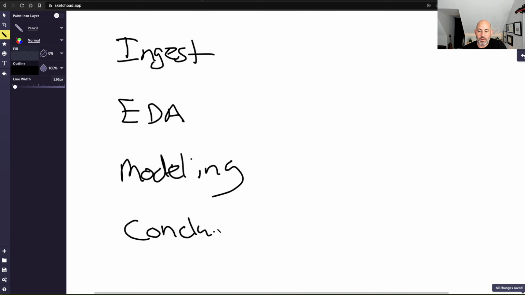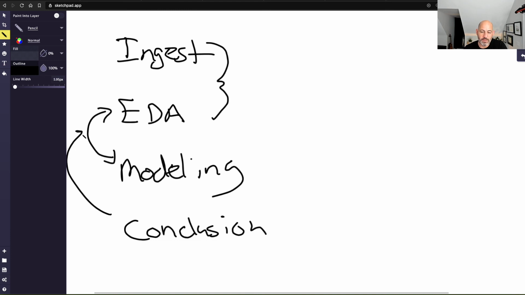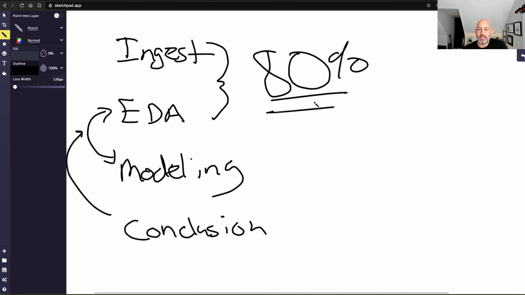And we mostly focus on these two, but as I mentioned before, there's always a feedback loop between these, and a lot of times as well, there's a feedback loop between the conclusion and exploratory data analysis and modeling. So this phase is oftentimes 80% of the problem: do I have the data? How do I collect it? How do I move it together?